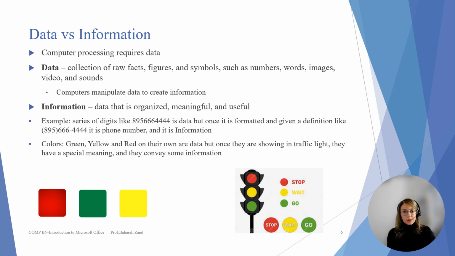We mentioned computers need data to produce information. They get the data, they process it, and they produce information. So, what is the difference between data and information? Data is basically a collection of raw facts, raw numbers, raw symbols, words, images.